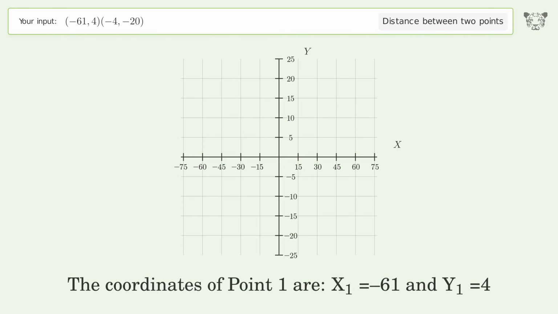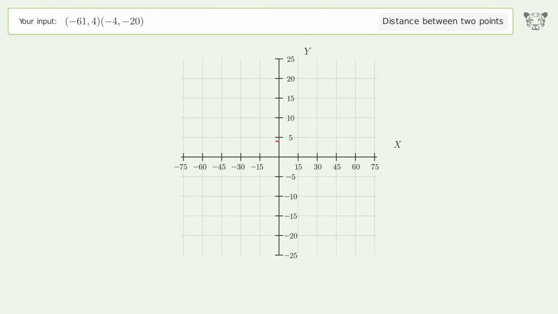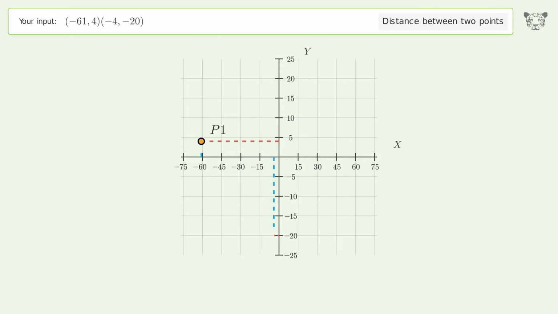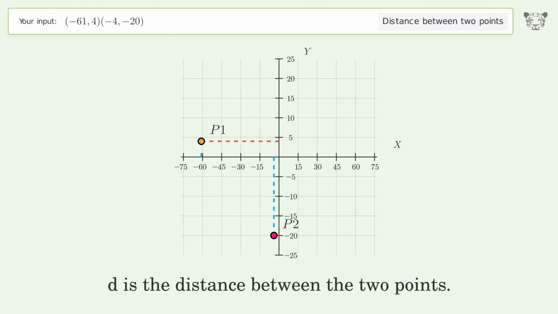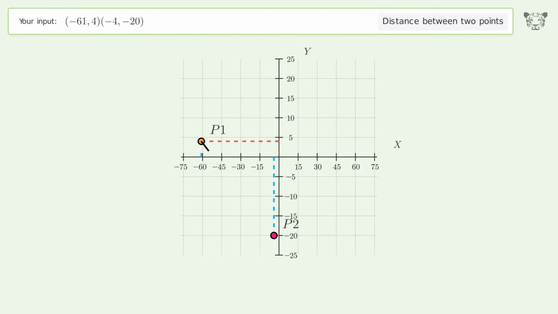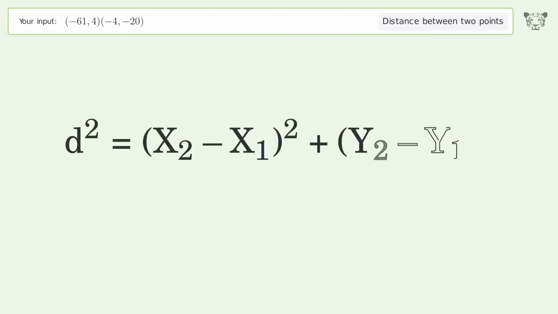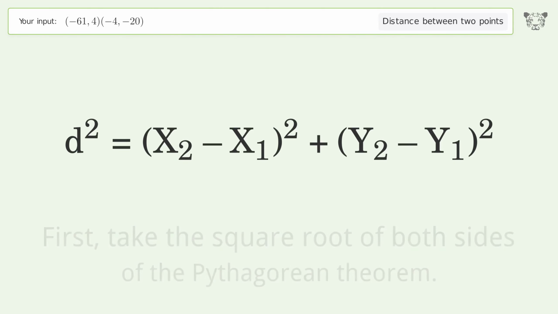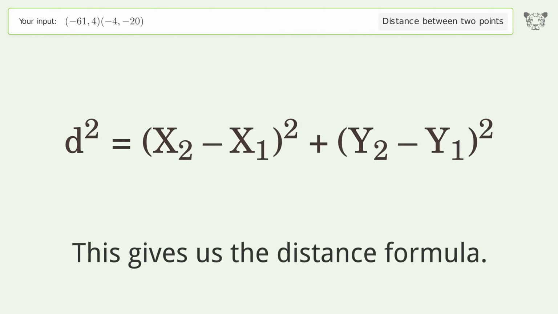The coordinates of point 1 are x1 equals -61 and y1 equals 4. The coordinates of point 2 are x2 equals -4 and y2 equals -20. D is the distance between the 2 points. First, take the square root of both sides of the Pythagorean theorem. This gives us the distance formula.